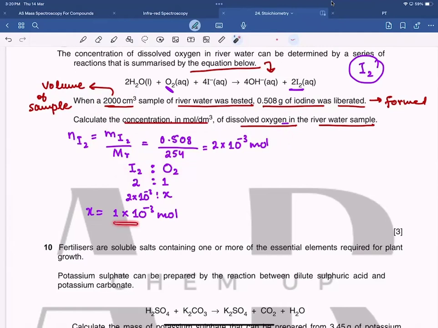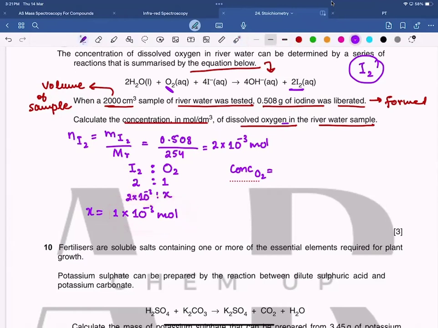Now from this ratio, I got the moles, and these are the moles of which substance? Oxygen. I know the volume of the whole solution. I now got the moles of the oxygen, so I will find the concentration. What is the formula of concentration? Moles divided by volume in decimeter cube. If I have to find the concentration of oxygen, oxygen is present in that whole sample. What is concentration? The amount of solute present in the solution. The whole solution is 2000 centimeter cube, and now I got the moles of oxygen. How many moles were present in that 2000 centimeter cube, right?